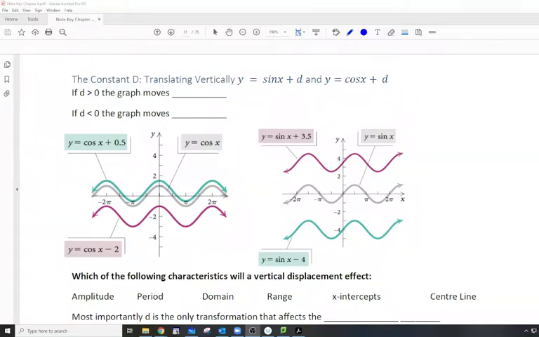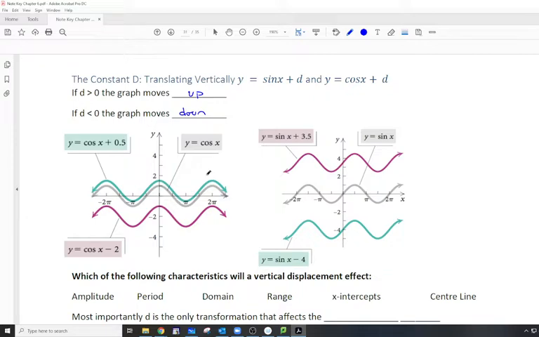This next video is of the last transformation feature, and then we're going to put them all together, which is the constant d. So the d on the end of the equation is not in a bracket with x, so it's affecting y. And if d is greater than 0, then your graph is going to move up. And if d is less than 0, then your graph is going to move down.